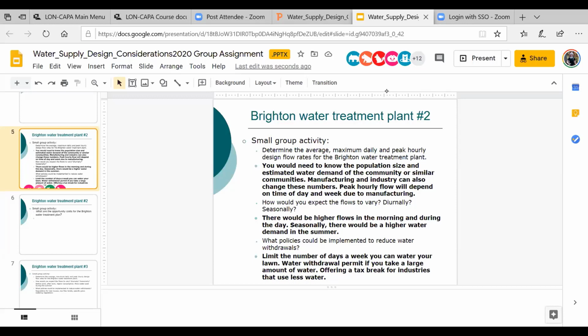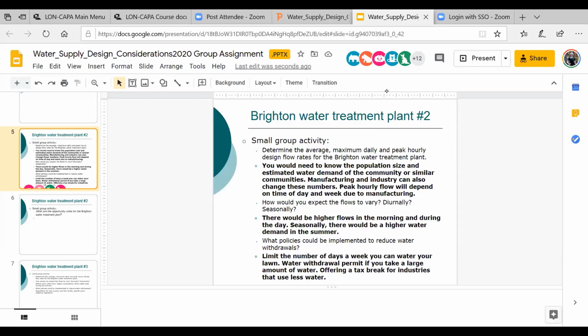So our ideas for reducing water withdrawals was we could limit the number of days a week that you can water your lawns, or offer a tax break to industries that use less water, or even require a withdrawal permit if you take a large amount of water. Someone in our group said that in Michigan they have that. They absolutely do for groundwater. So for instance, with a well, I think it's 70 gallons per minute. If you extract more than 70 gallons per minute, you need a permit.